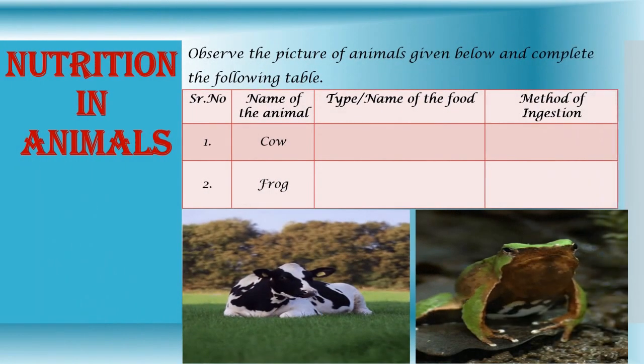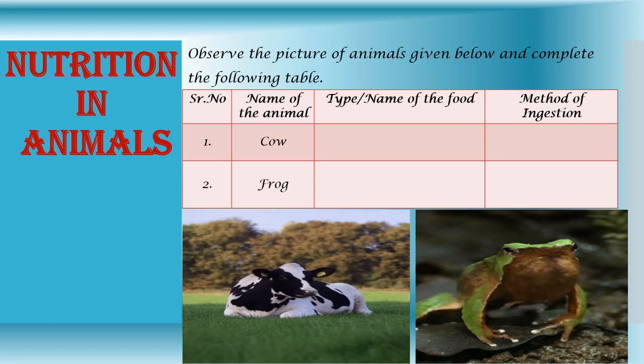So students, now let's do one activity. You have to observe the picture of animals given below and complete the following table. In this table, the name of the animal is given and you are supposed to tell me the type or the name of the food and the method of ingestion.